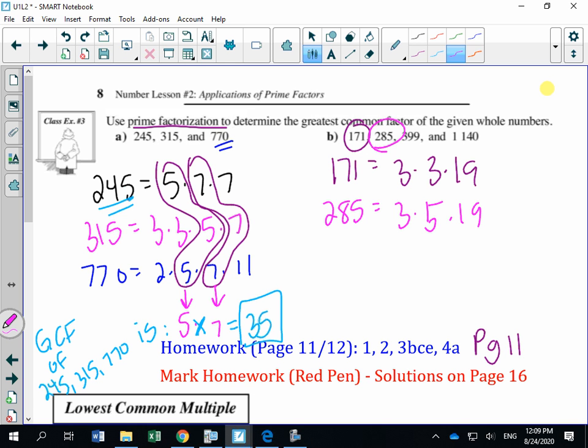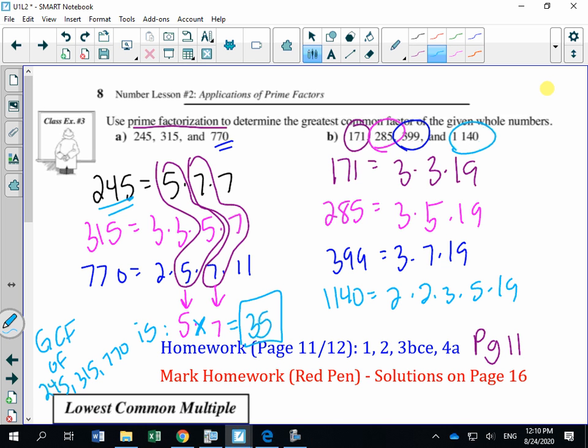Okay, what's the prime factorization of 399? 399 is 3 times 7 times 19. What's the prime factorization of 1140? If you broke it down as a product of the primes, 2 times 2 times 3 times 5 times 19.